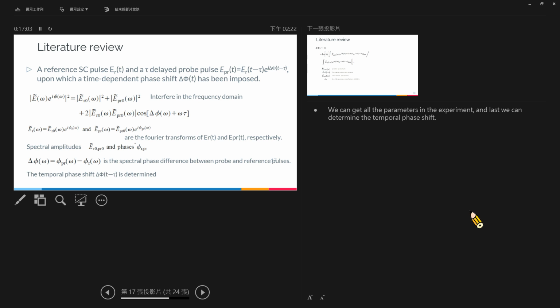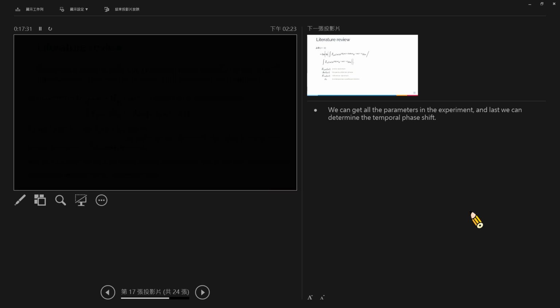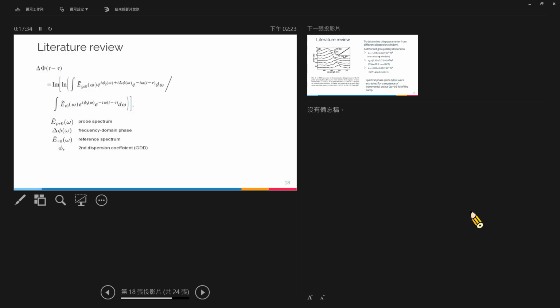First we will have the interference in the frequency domain, and we will get the frequency domain of the reference pulse and the probe pulse. We will also have the phase difference in the frequency domain, and we can achieve the temporal phase shift delta phi of t minus tau, like this equation. So from this equation, I can get the difference in the temporal phase.